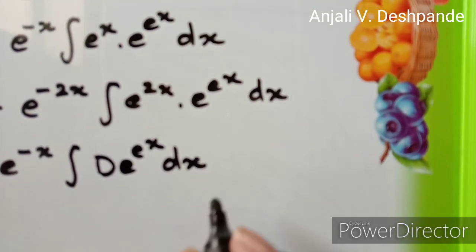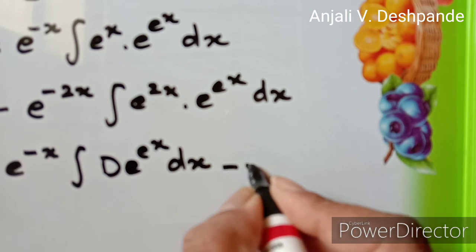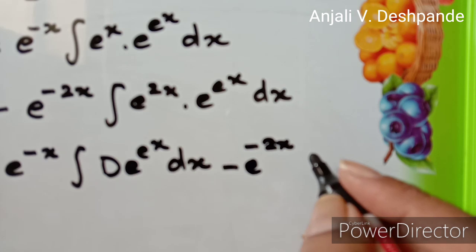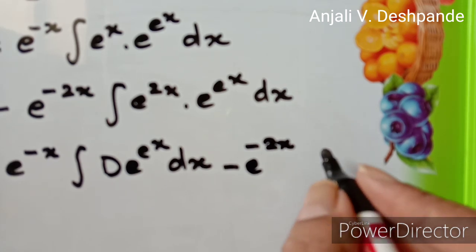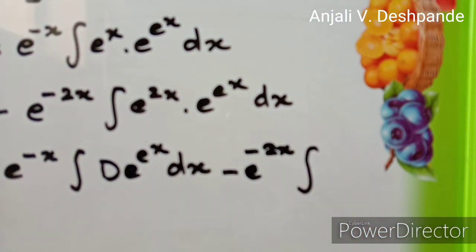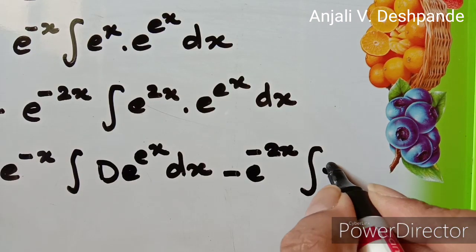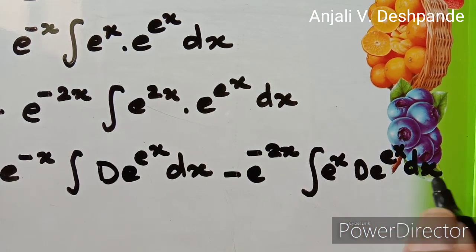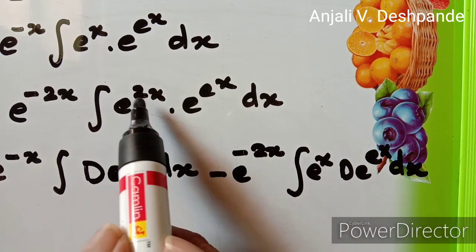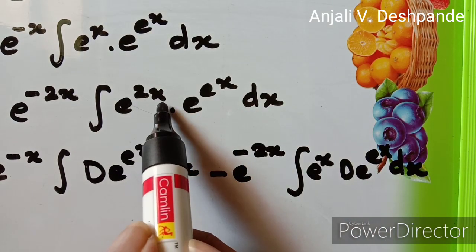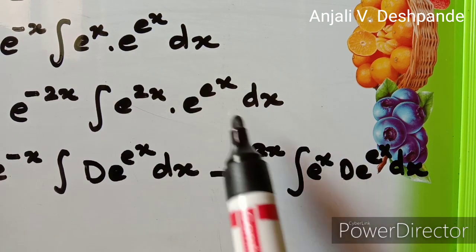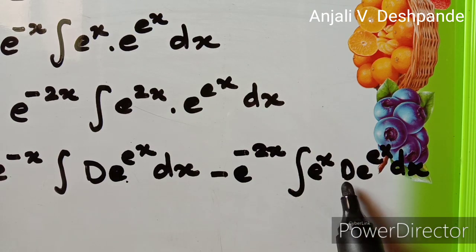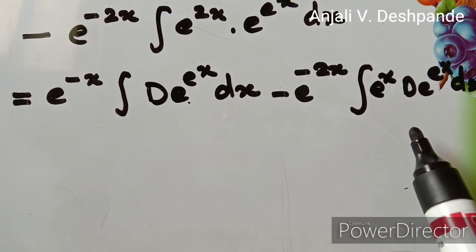Then minus e raised to minus 2x integration of, now see what I am doing, e raised to x d of e raised to x dx. What I have done is, from this e raised to 2x, I have split it as e raised to x into e raised to x. So e raised to x into e raised to x is again the same derivative, and this e raised to x is outside. So now we will continue.